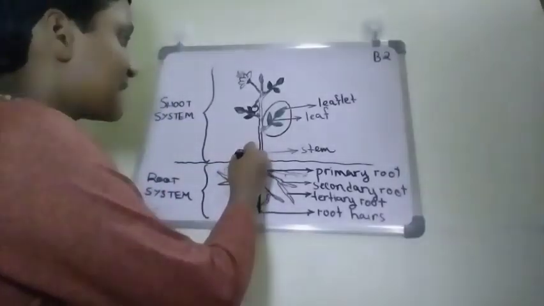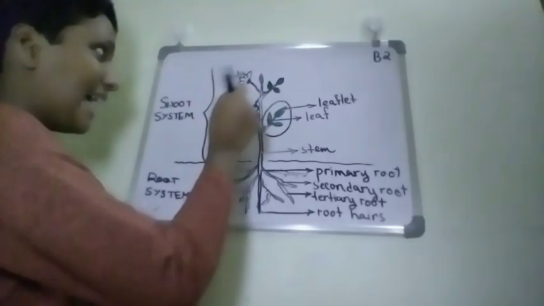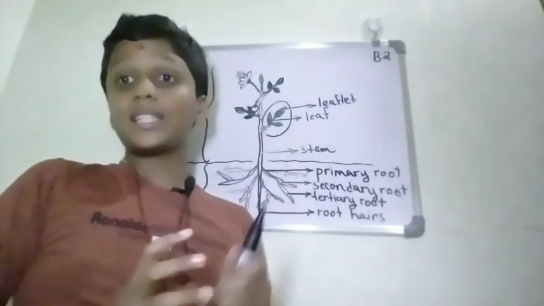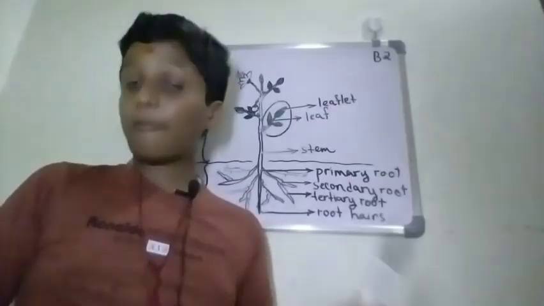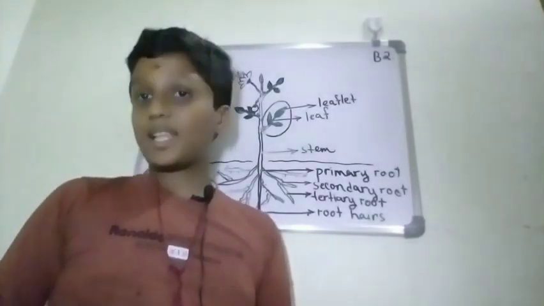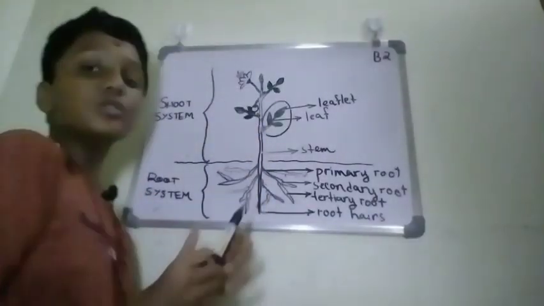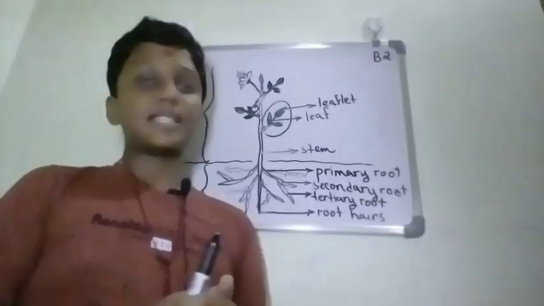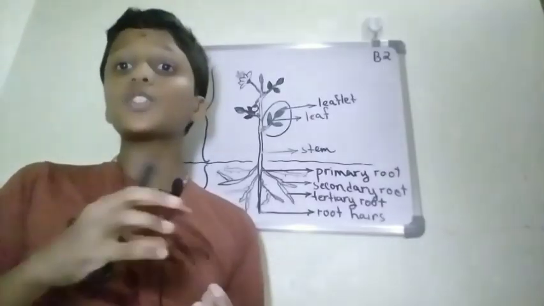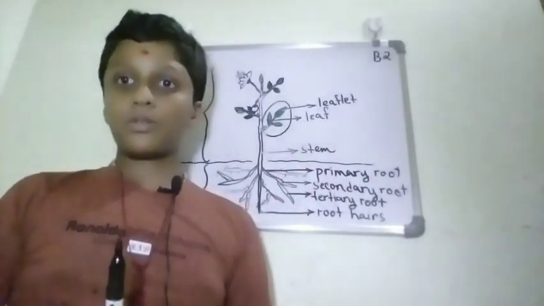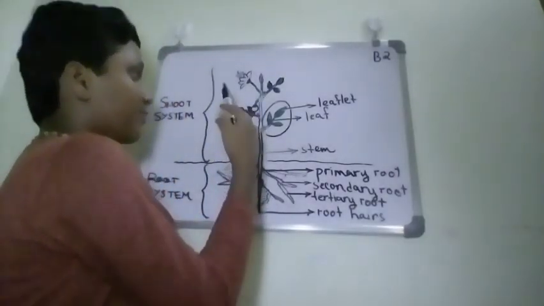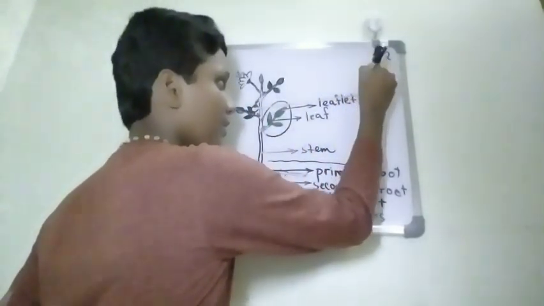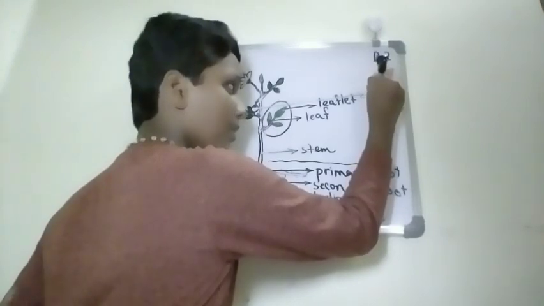So we looked at the stem and the leaves, and next we have the fruits. The fruits are the storage organs. They have a protective function as well as a storage function. The fruit protects the seeds, and food is stored in fruits. So this is a fruit.